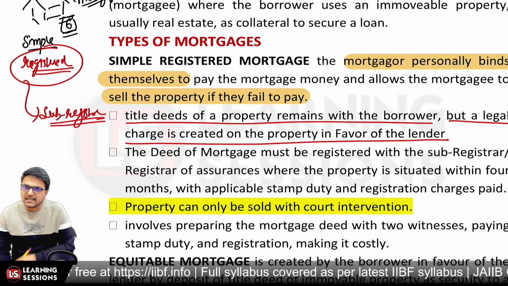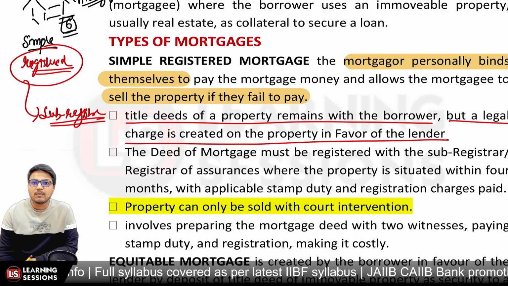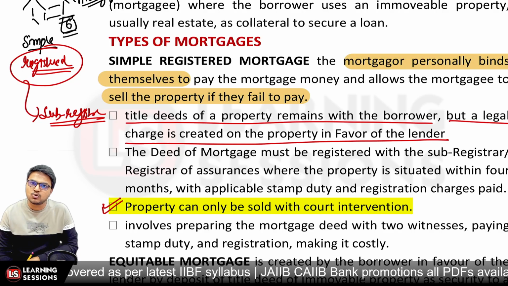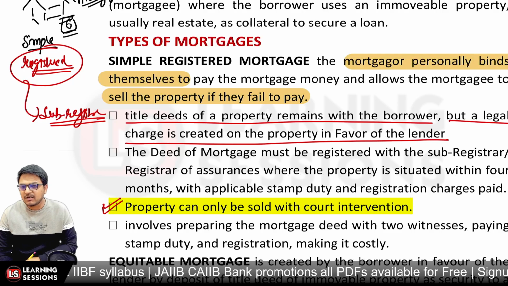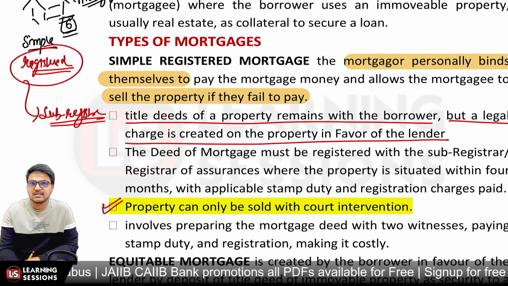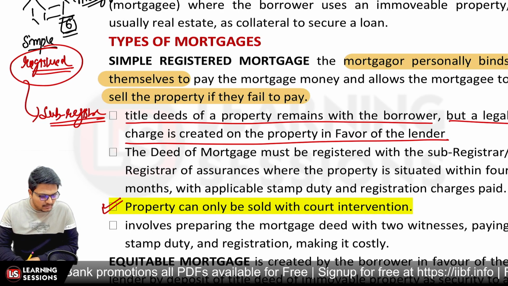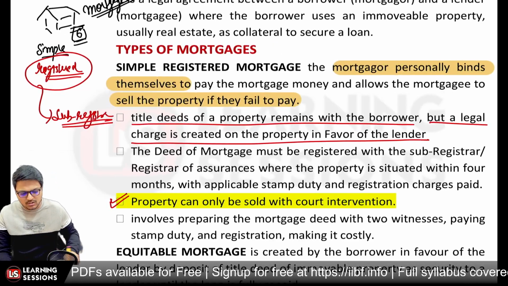And there is no transfer of title deeds. Possession is with the mortgager, and like I told you, the property in this scenario can only be sold with court intervention and not otherwise. Whensoever a registered mortgage is there, 2 witnesses are minimum required, and further it involves the payment of stamp duty and registration fees, and definitely it's more costly, right?